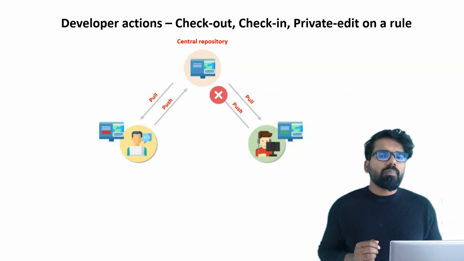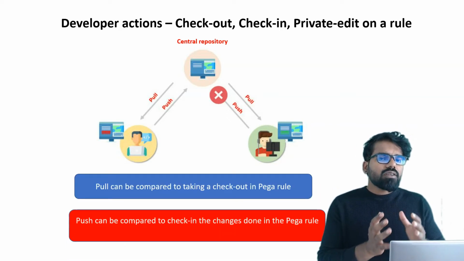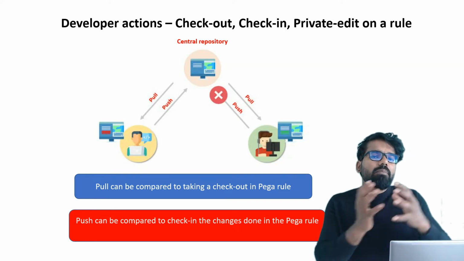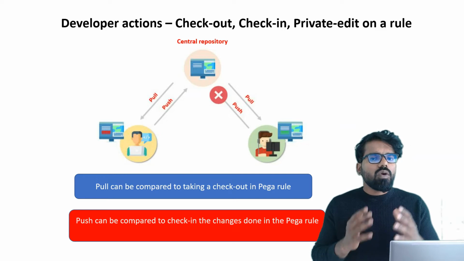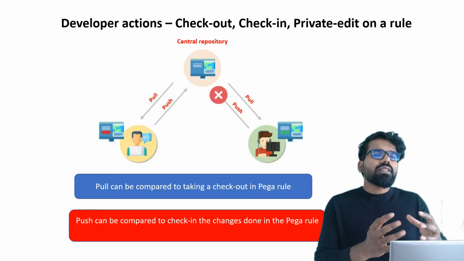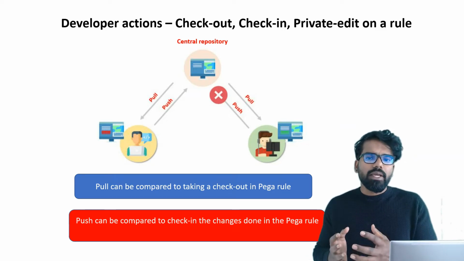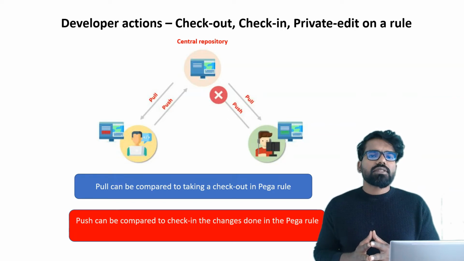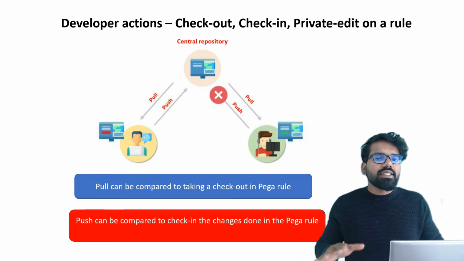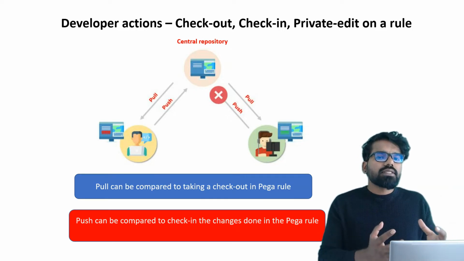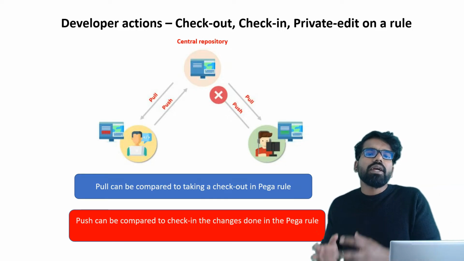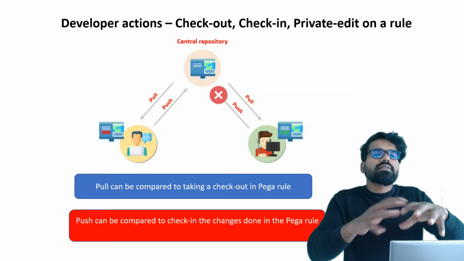Now let's talk about Pega. In Pega, we can compare this exact pull and push mechanism to the checkout and check-in. In checkout, we will have the source code as a local copy. Then we can do all our changes. Once you are done with all your changes, you can perform the check-in operation, which is going to push the changes from your local copy into the implementation layer or the central code base.